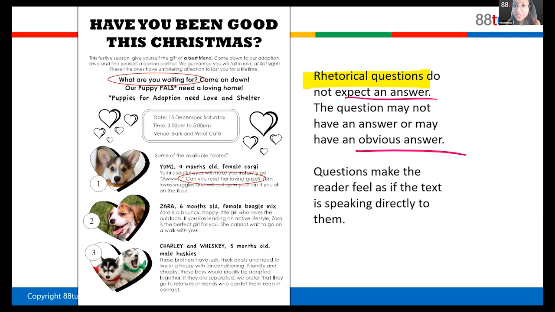So what are you waiting for? Obviously, they're not going to tell you the answer because you know what they're waiting for, right? They're waiting for you to come and adopt the puppies, okay? So why they use it is to make the reader feel as if you are being spoken to directly. So when you use that in composition, it seems like you're directly talking to the examiner, like, hey, isn't this something? So that's why you see two questions in this visual text without answers, but it's just a rhetorical question.